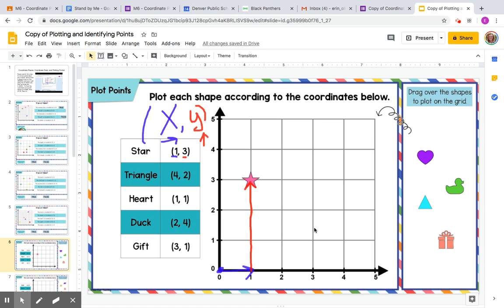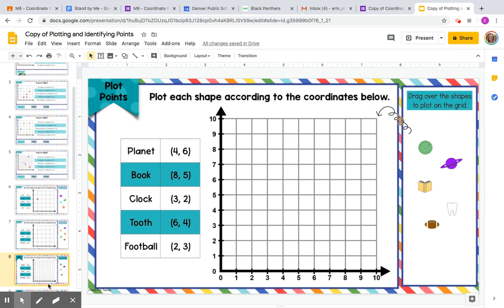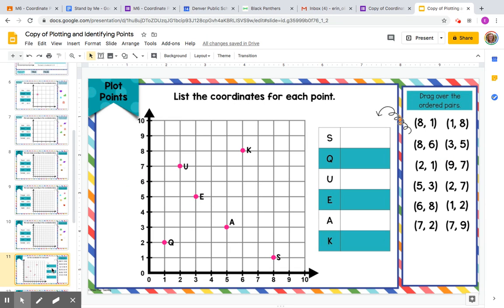So you guys are going to plot the points based on what you read. You have a few of those. Some of them are a little trickier with the bigger numbers. And then eventually you guys are going to figure out which ordered pair matches each letter. So let's take a look at Q. Q is right here. I need to figure out where its coordinate pair or ordered pair is. Remember that's still x, comma, y.